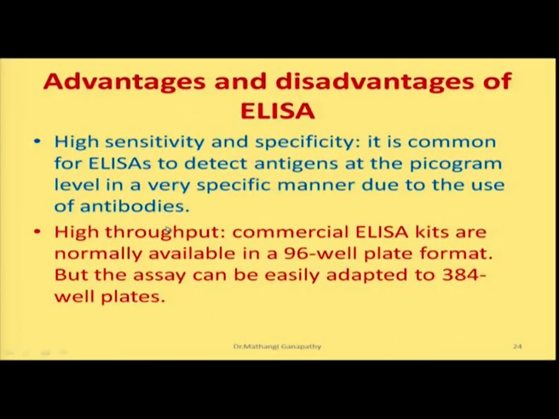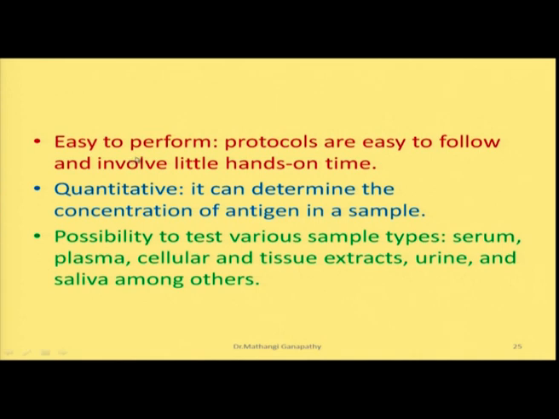Second, it is high throughput. We have commercial ELISA kits normally in a 96 well plate format, but you can also do it in 384 well plates, meaning that a large number of samples can be processed in a particular time. It is easy to perform. The protocols are easy to follow and involve very little hands-on time. Here we are talking about a technique that is highly sensitive, specific, very rapid, and since the instructions are very clear, you don't require much effort to learn it or much hands-on training to perform an ELISA.